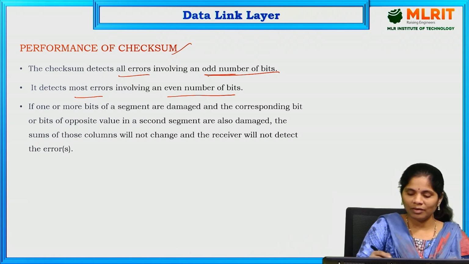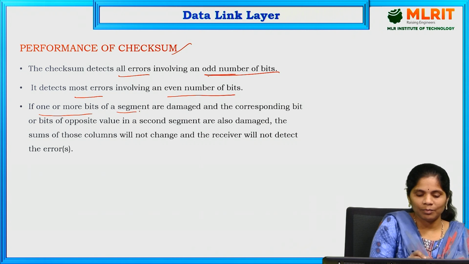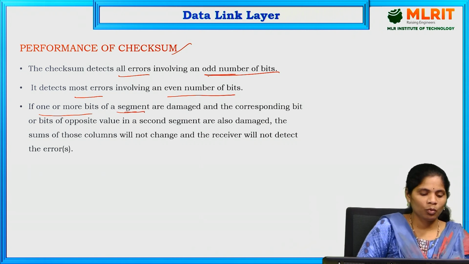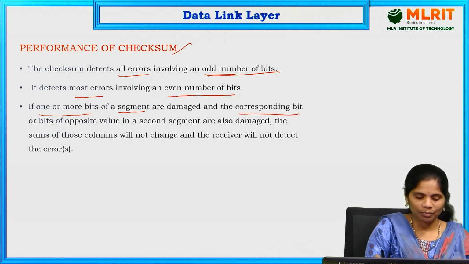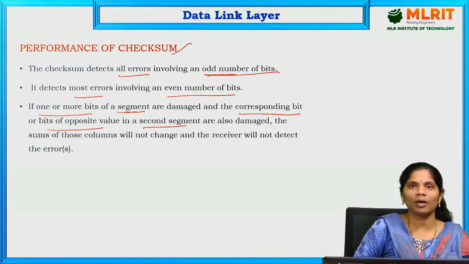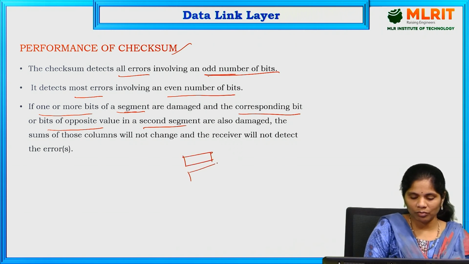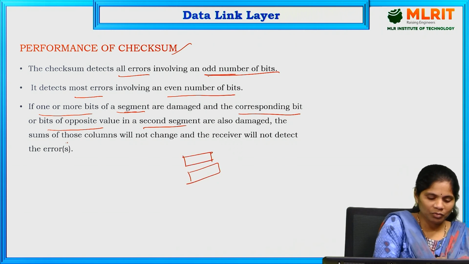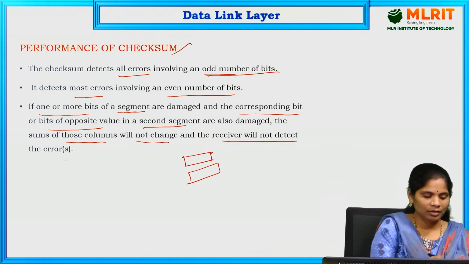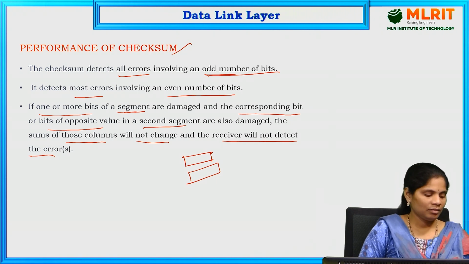The main disadvantage in this checksum is if one or more bits of a segment are damaged, and the corresponding bit or bits of opposite value in a second segment are also damaged, then the sum of those columns will not change and the receiver will not detect the errors. That is the main disadvantage of the checksum.